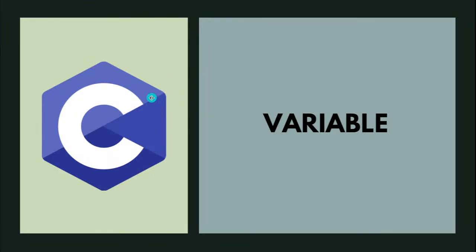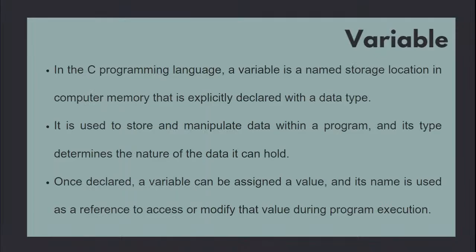Thanks for the response. We'll start with variable. So any idea what is a variable? Have you used it in some other programming language? What's a variable, guys? So a variable in any programming language or in C is a named storage location in computer memory that is explicitly declared with a data type. Here in C, it is used to store and manipulate data within a program, and its type determines the nature of the data it can hold.